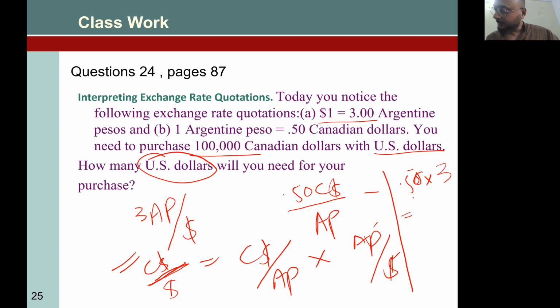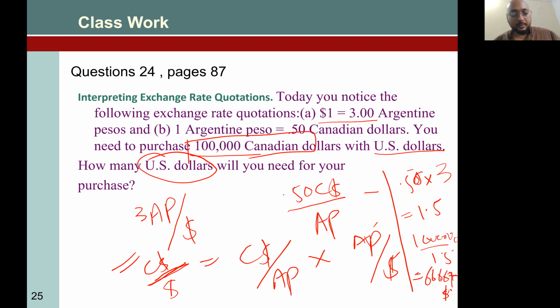So this 1.5 means $1 is equal to 1.5 Canadian dollars. So what do you want to find out? 100,000 Canadian dollars divided by 1.5, since $1 is equal to 1.5 Canadian dollars. So if you exchange 100,000, the answer is going to be 66,667 US dollars.